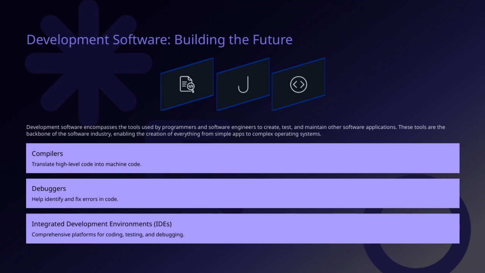Overall, development software encompasses all these tools, IDEs, debuggers, compilers, that programmers and software engineers rely on daily. They're the backbone of the software industry, enabling us to create everything from simple applications to sophisticated operating systems. In essence, these platforms are building the future of technology, making development faster, more reliable, and more innovative.